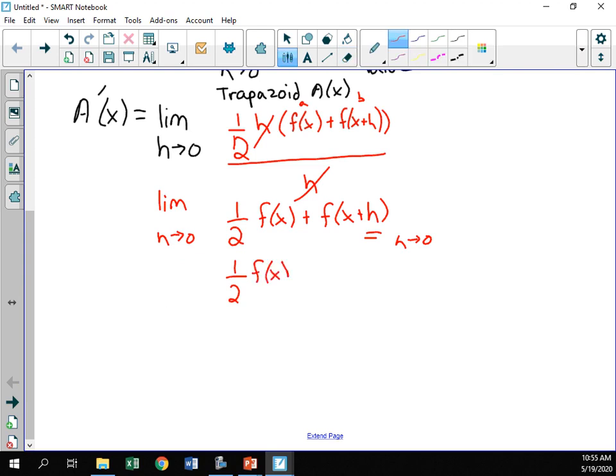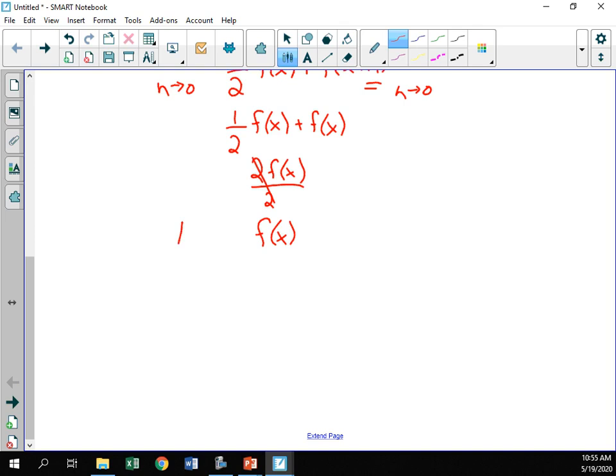F of x plus f of x, because I plugged in, that is 0. So that gives me 2 f of x times 1/2, which works out to be f of x. So what did that give me? My area is f of x.